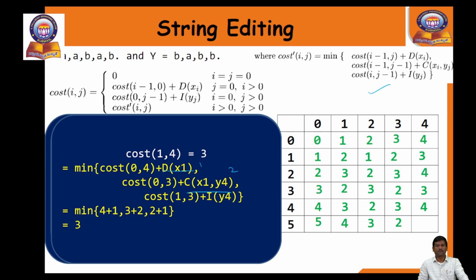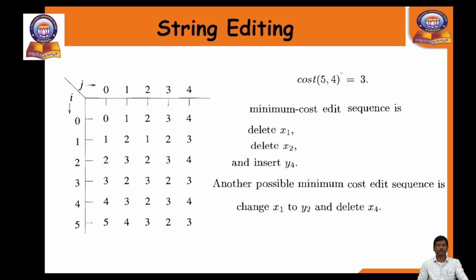That is cost of 5 comma 2 is being known, cost of 5 comma 3, and similarly cost of 5 comma 4. In this fashion, we'll be finding the cost. And as I mentioned, whatever the last value that you got, that is cost of 5 comma 4. This indicates the minimum cost edit sequence to transform x into y. So here you can observe the minimum cost edit sequence is equal to 3.